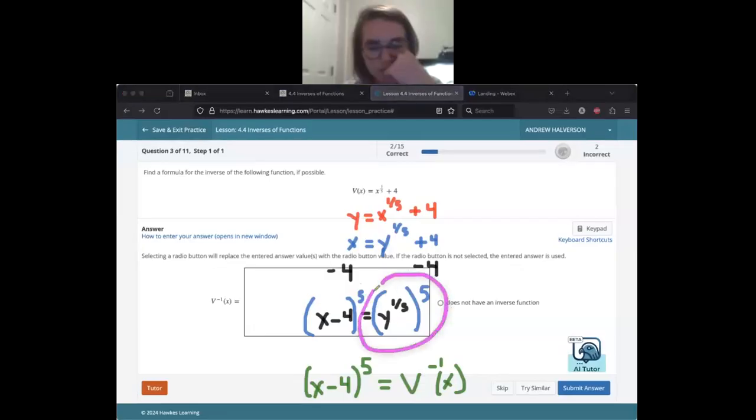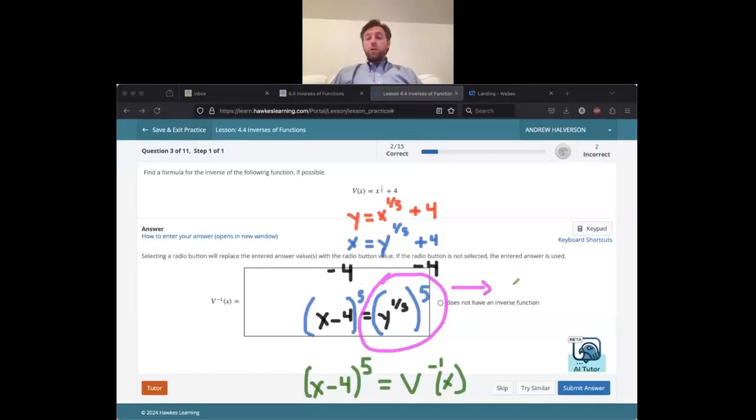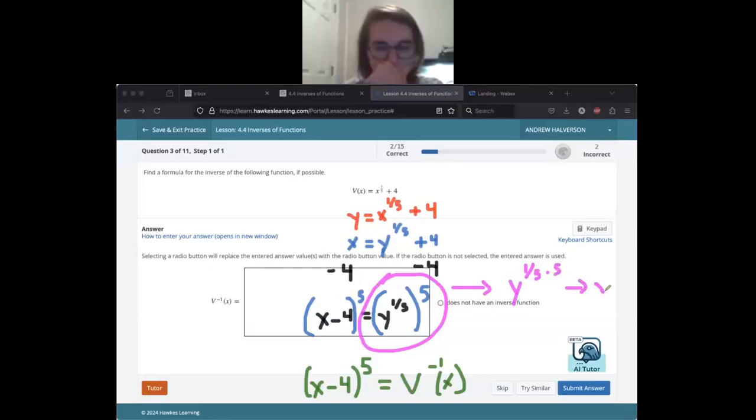So what happens to this side right here? Remember your power rule? Power of a power? When you have a power of a power, you multiply the two. So 1/5 times 5, and that becomes y to the first. Oh, that's why they cancel. So I did originally have this as y right here. I just replaced the y with v inverse. Okay. Thank you.